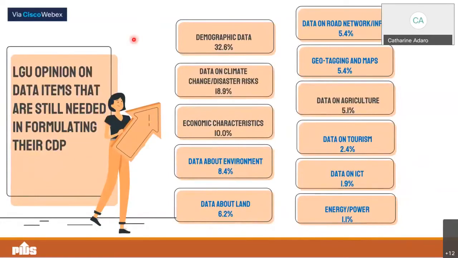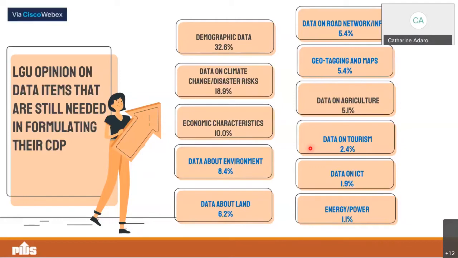Next slide, please. As mentioned earlier, the utilization of certain data items vary depending upon the focus of the vision and development planning of the LGUs. Thus, although CBMS and the other recommended data generating tools are available and has comprehensive and cross-cutting scope of data, some municipalities still identify data items they believe they need as inputs to ecological profiling and planning. More specialized data that are not yet in the CBMS are data on environment, data on land, on road network and infrastructure, on geotagging and maps, data on ICT, data on energy and power, and data on tourism. The identification of these data requirements demonstrate the continuous evolution of data needs for development planning of the local governments.